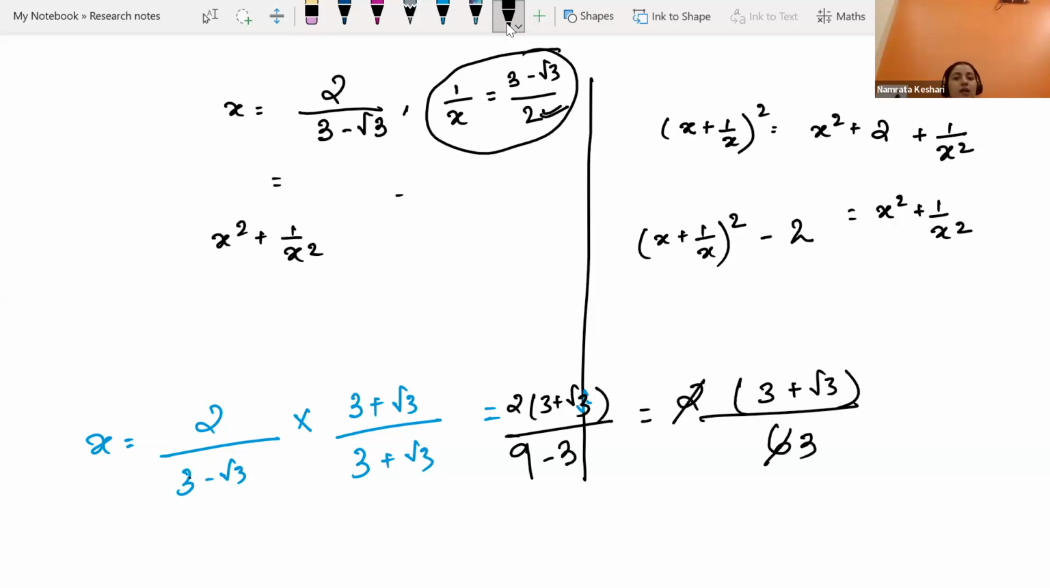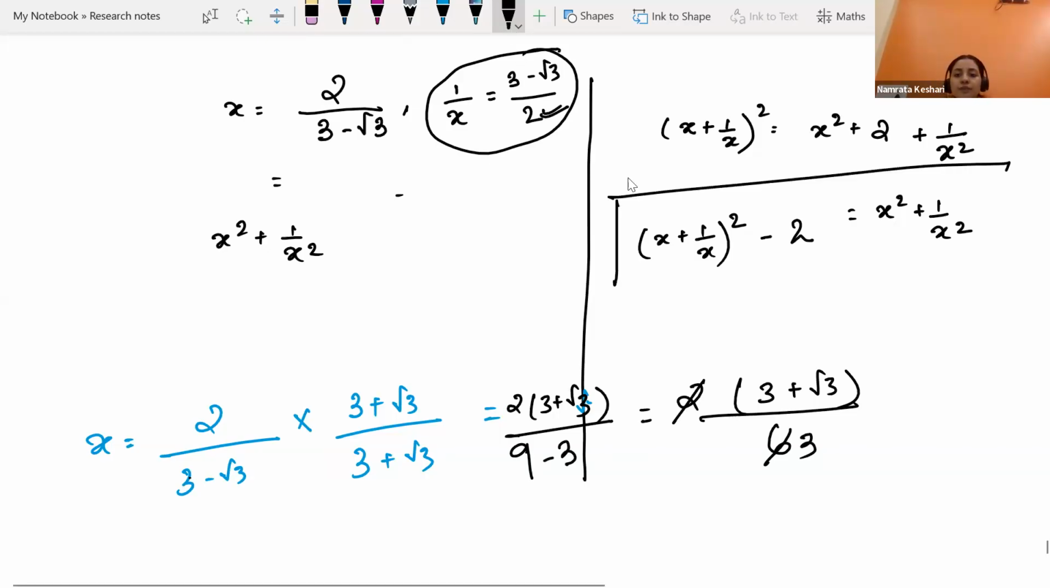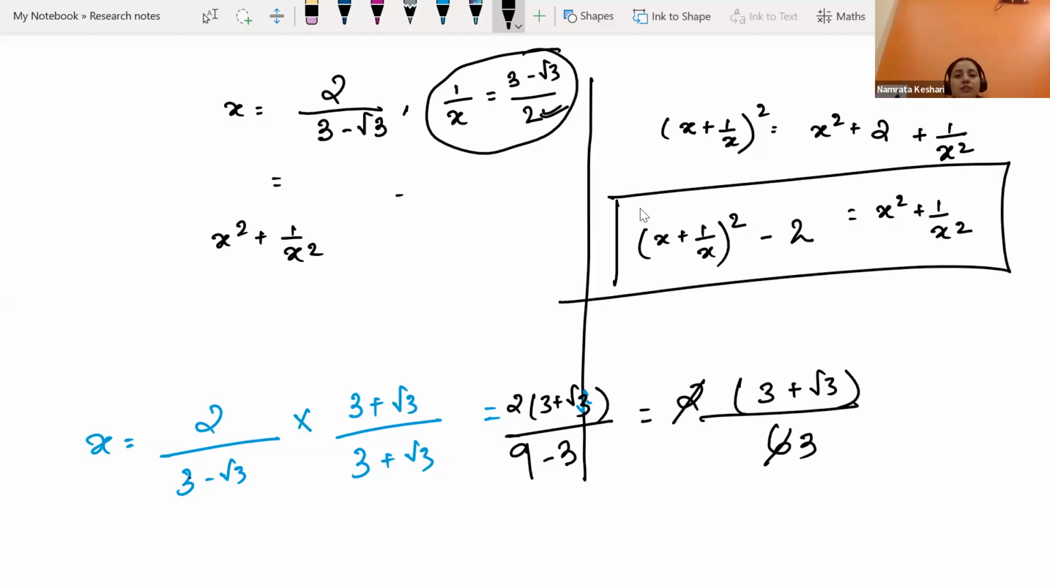Our x is this one. Our 1 by x we already sorted: 3 minus root 3 by 2. The 2 in the denominator is completely fine, so we will not do rationalization or anything over here. It is not required over here. Basically, rationalization means removing root from the denominator. Now we'll be using this formula for finding x square plus 1 by x square.